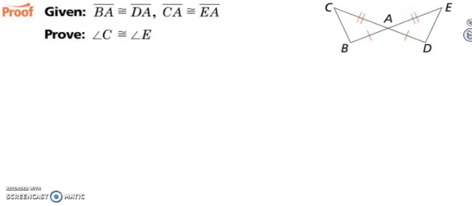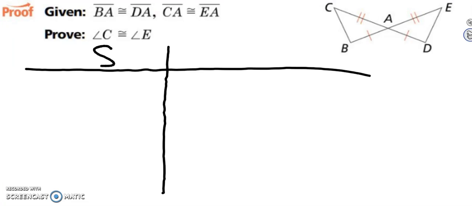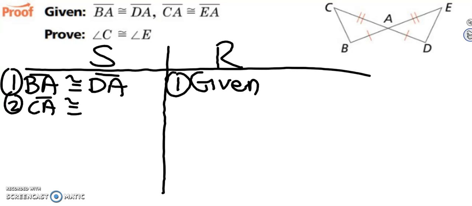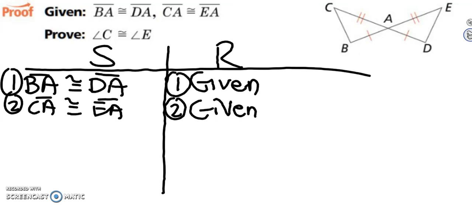Okay, so here's a small little proof. We're going to do a quick two-column proof. So prove to me that angle C is congruent to angle E. So we have our givens. BA congruent to DA. Given. We have CA congruent to EA. Given. So I want to prove angle C is congruent to angle E. I can't do that until I prove these triangles are congruent first.